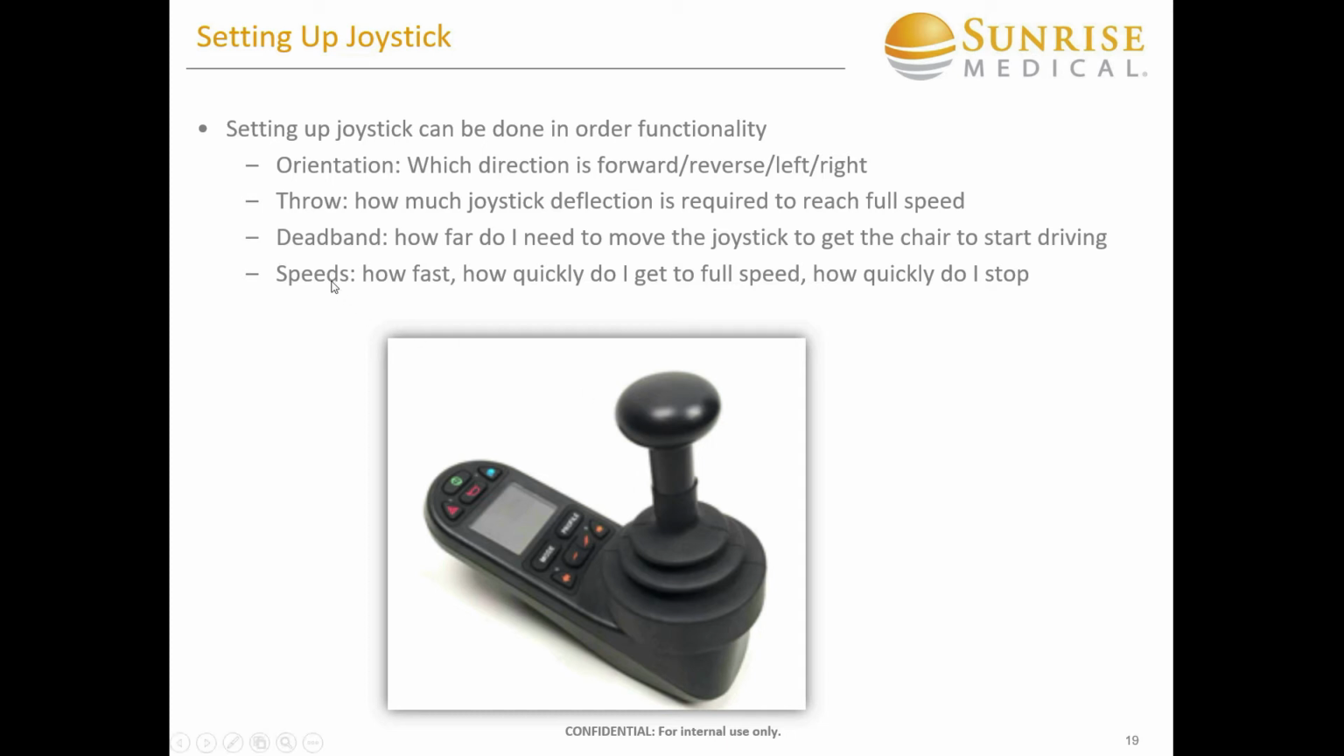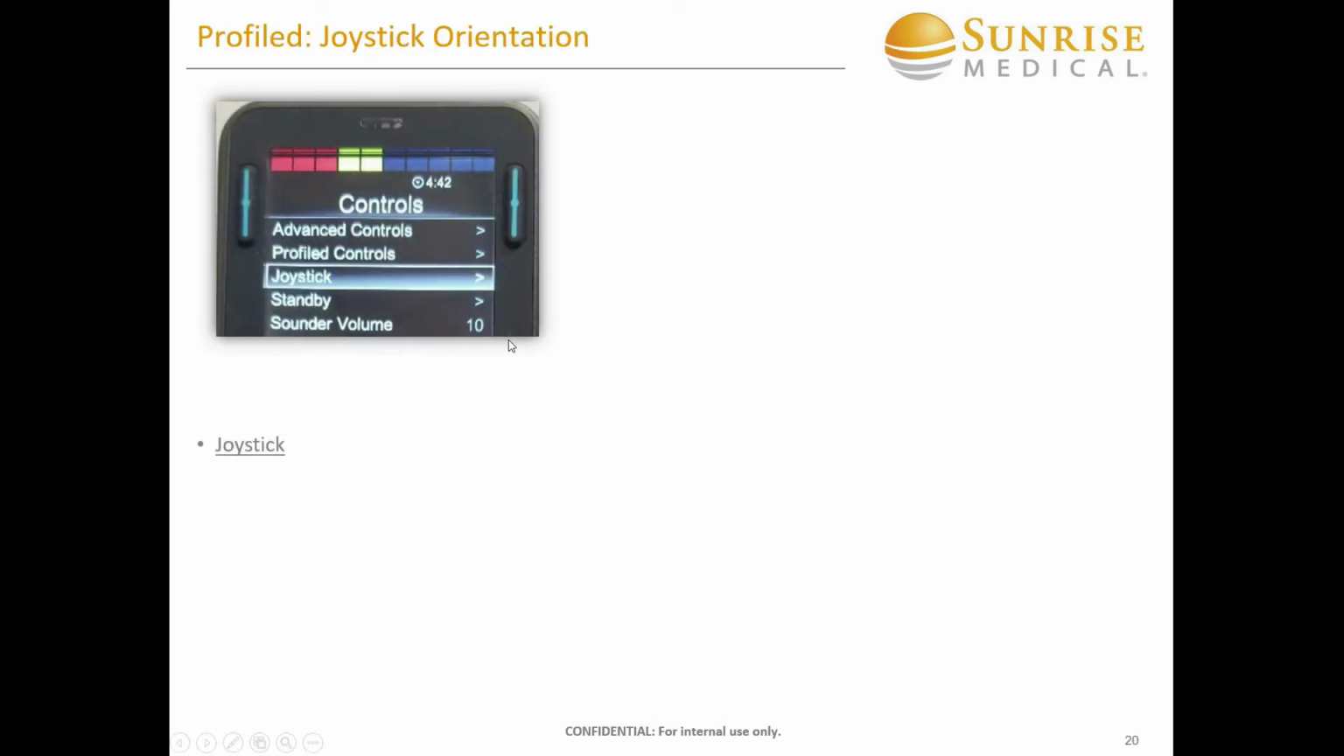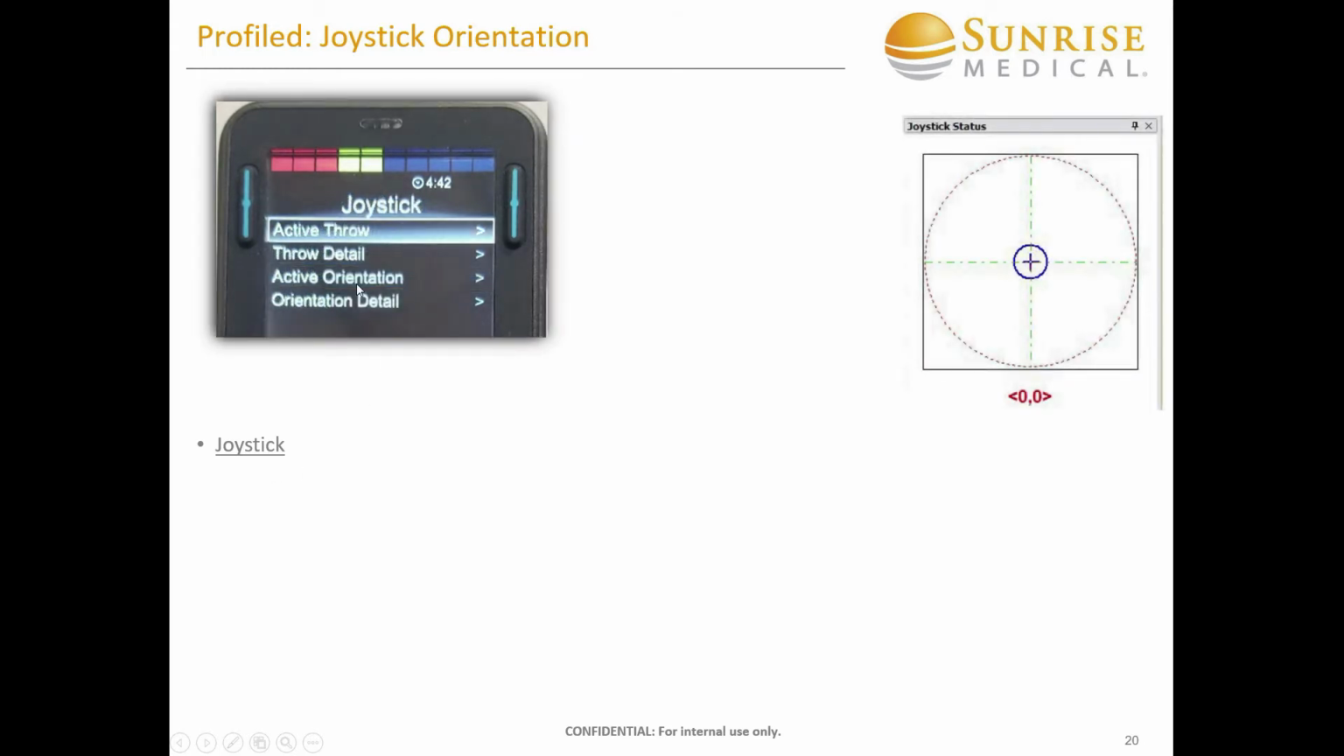Many times people start with speeds, but if you don't get the joystick oriented and the throw and the deadband right, you're only going to be fighting yourself trying to get those settings to work correctly. Okay. So under the controls menu, there is a joystick setting, and under the joystick, we're going to adjust the orientation. So we're actually going to start here with the orientation.